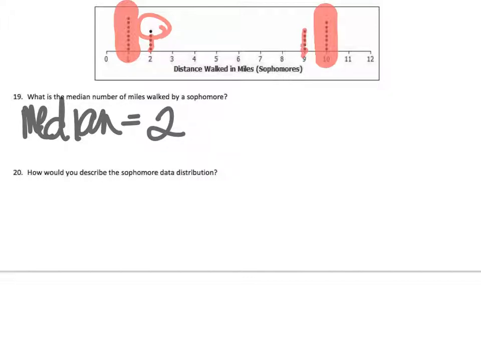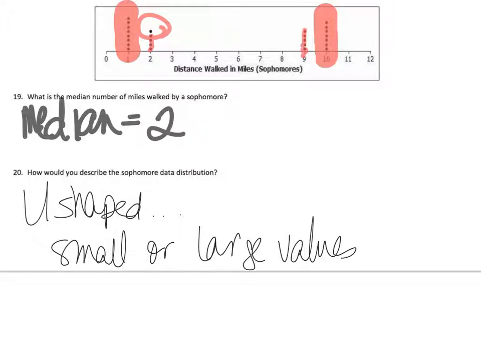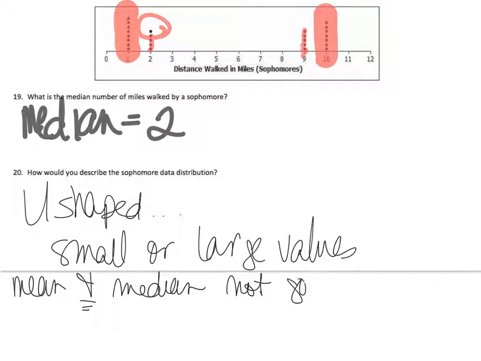How would you describe the sophomore data distribution? Pretty stinky. Like we said, it's U-shaped. The values are either small or large. Nothing in between. The mean and the median are not good indicators for the typical distance. They're both stinky.